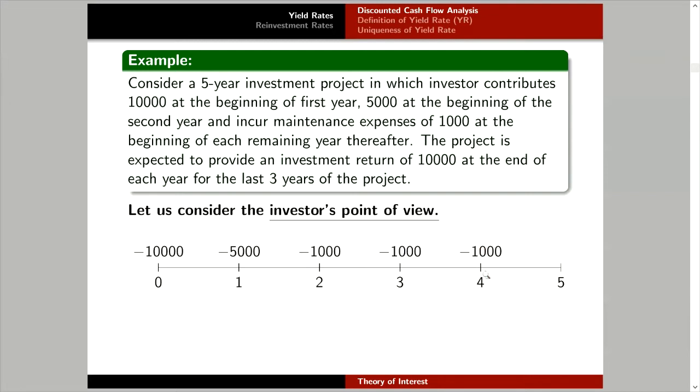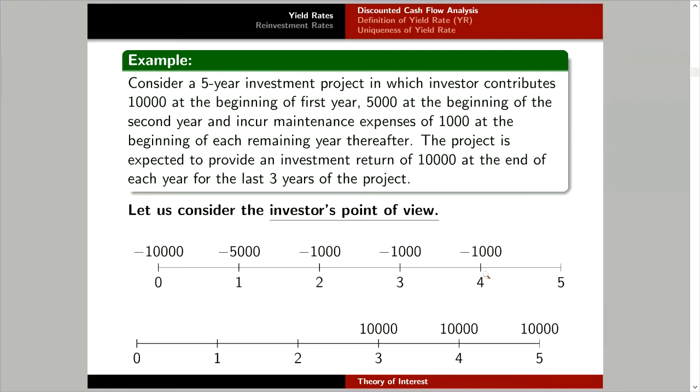Okay? Alright. So, ano naman kaya yung papasok na pera kay investor? Ito naman yung timeline niyan. Sabi kasi dito, the project is expected to provide an investment return of 10,000 at the end of each year for the last 3 years of the project. So, this is the end of the 5th year, this is the end of the 4th year, and this is the end of the 3rd year. Alright? So, ito yung tatlong 10,000. Okay? So, yan yung cash flows dito sa investment project na ito.